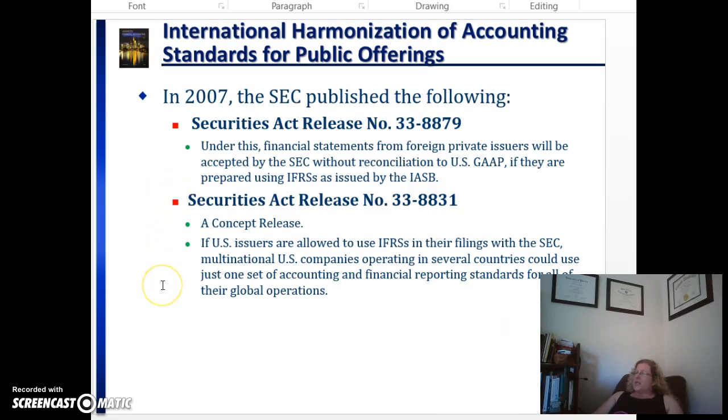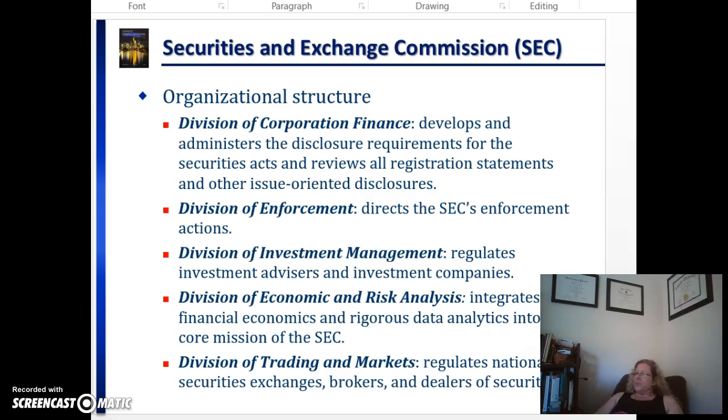The Securities Act release number 33-8831 is a concept release, and it states that if U.S. issuers are allowed to use IFRSs in their filings with the SEC, multinational U.S. companies operating in several countries could use just one set of accounting and financial reporting standards for all of their global operations.